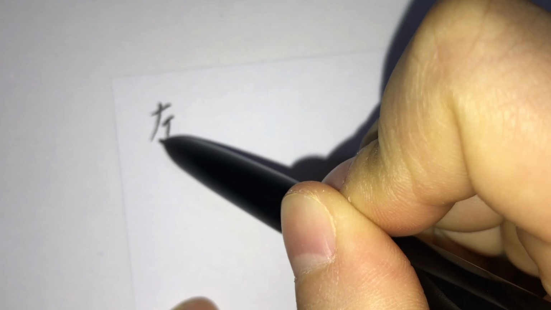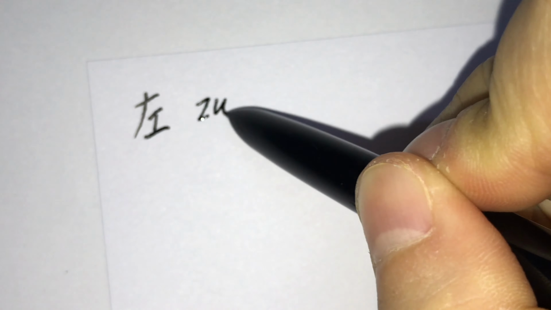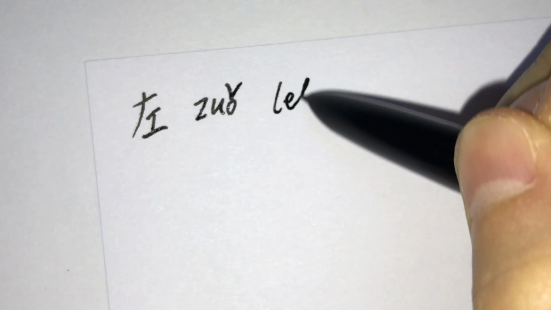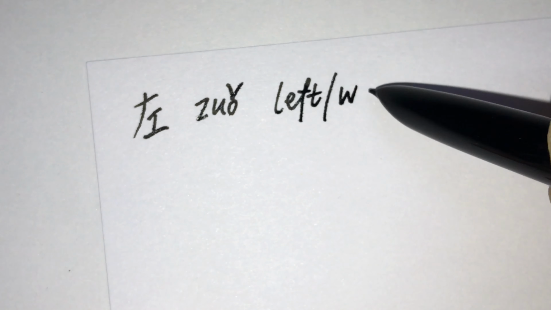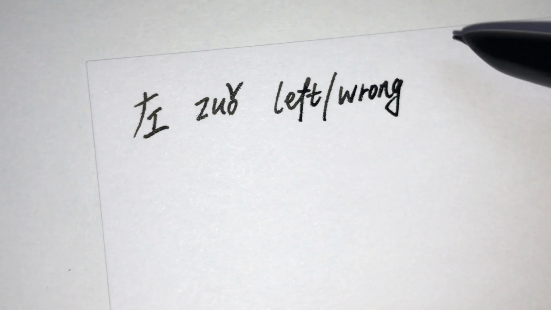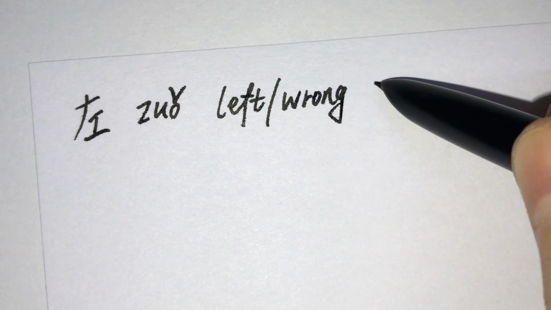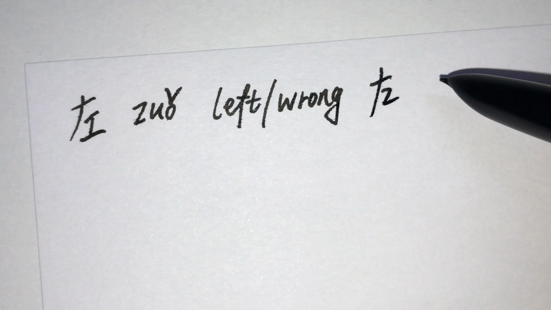In today's video, follow me to learn how to write the Chinese characters 左 and 右. 左 means left, or wrong. 左 in cursive, you can write it like this.